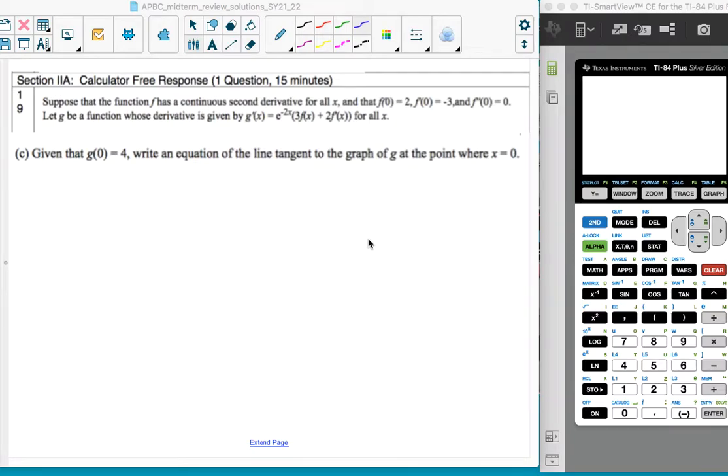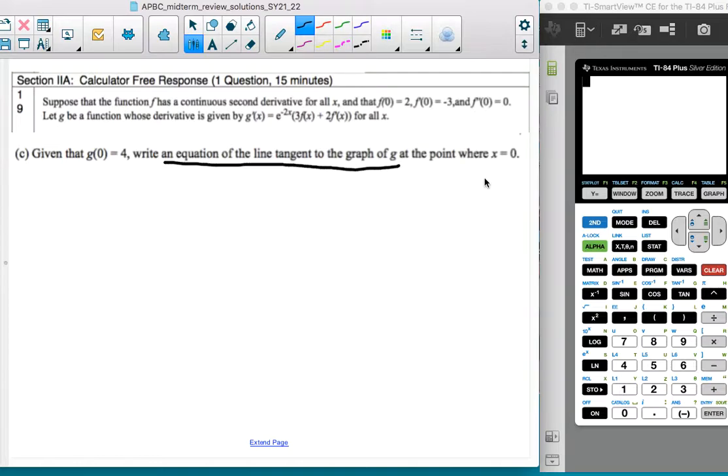All right, this is AP BC Calculus. We're doing the midterm review, and this is free response 19C, which is a calculator question, but again, the calculator is not very useful here. So we are given that g of 0 is 4, and we're asked to write the equation of the line tangent to g at x is 0.